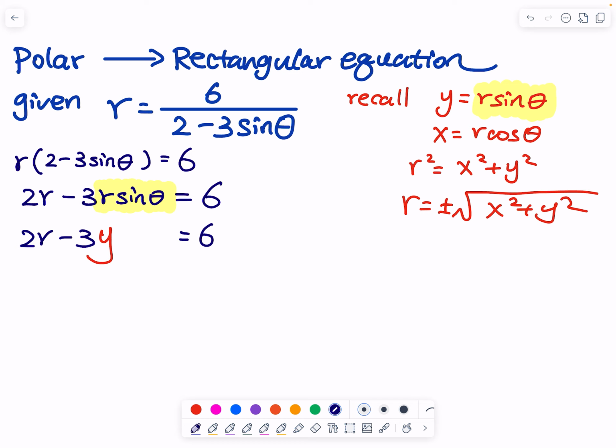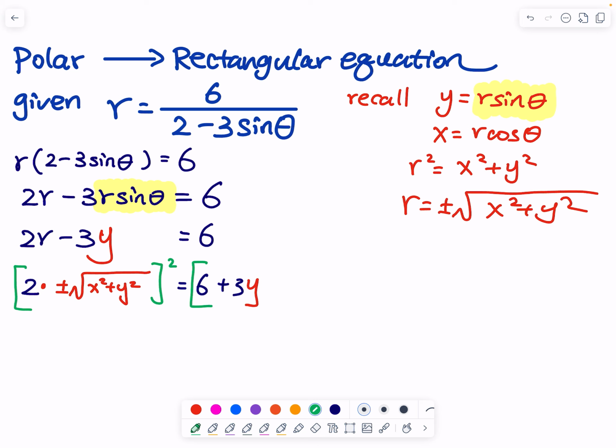So for the r, it is plus or minus, okay, and then I will have a 2, and then the r, that will be plus or minus the square root of x squared plus y squared, and then minus 3y. How about I will just do a 6 plus 3y, like this. And then to get rid of the plus and minus, I will just raise both sides to the second power.